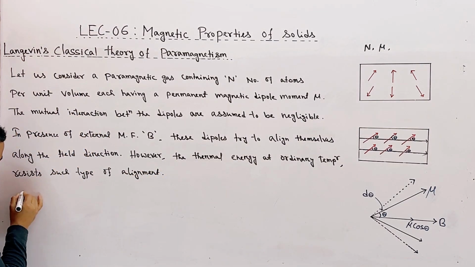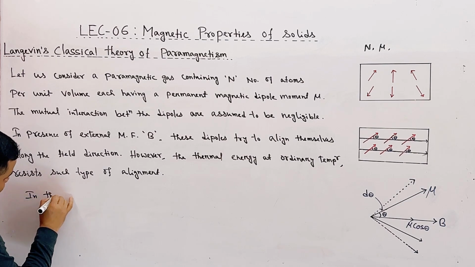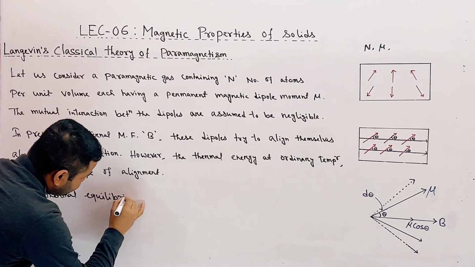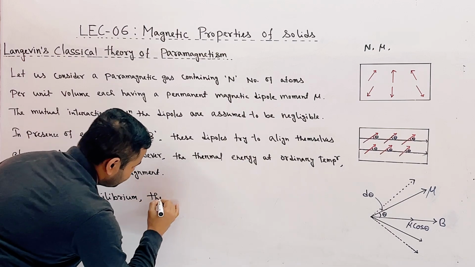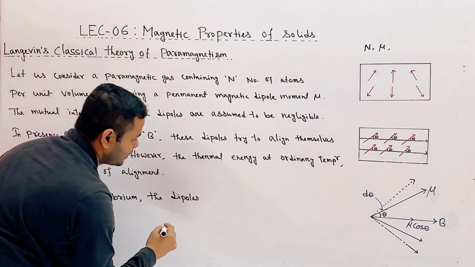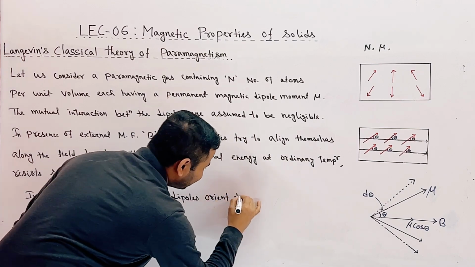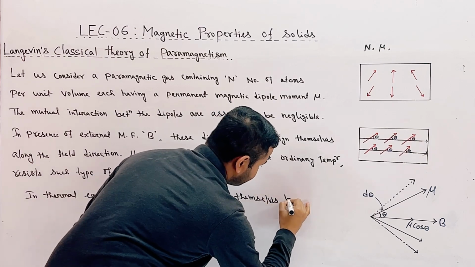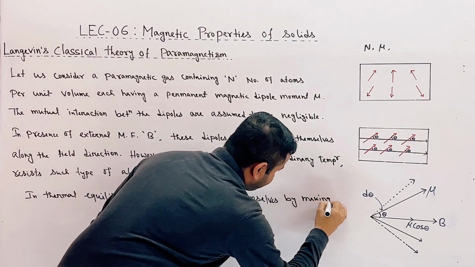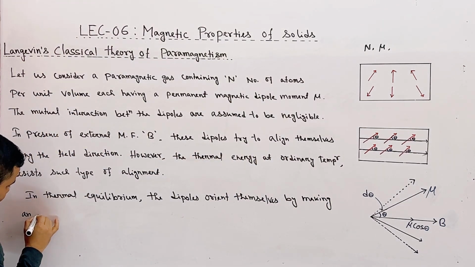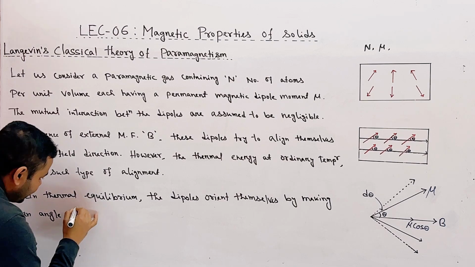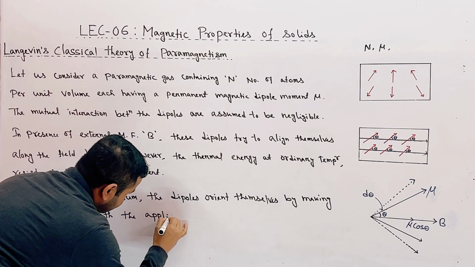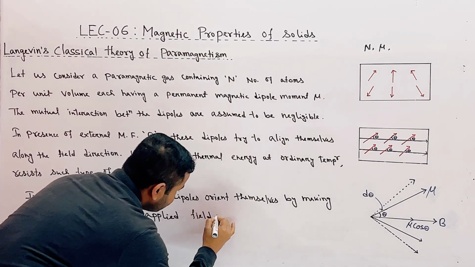So, in thermal equilibrium, the dipoles orient themselves by making an angle theta with the applied field direction.